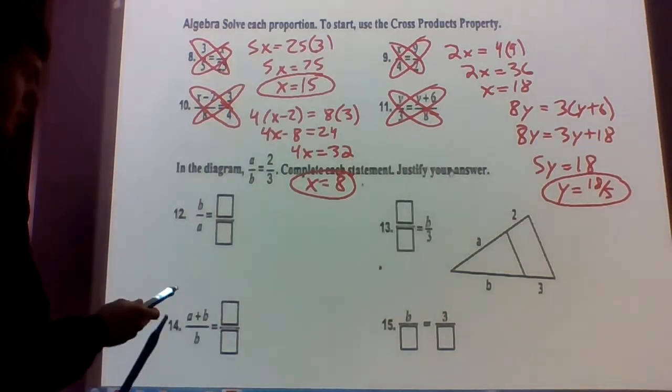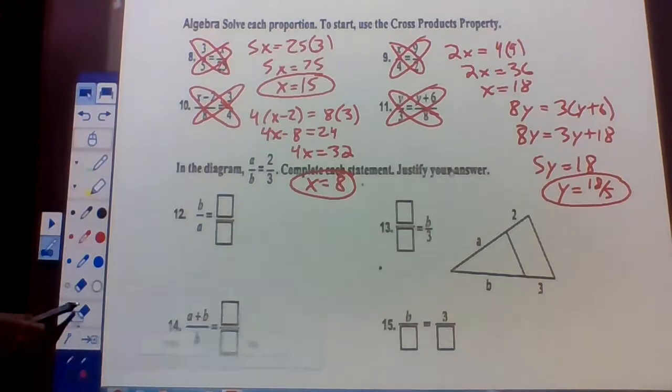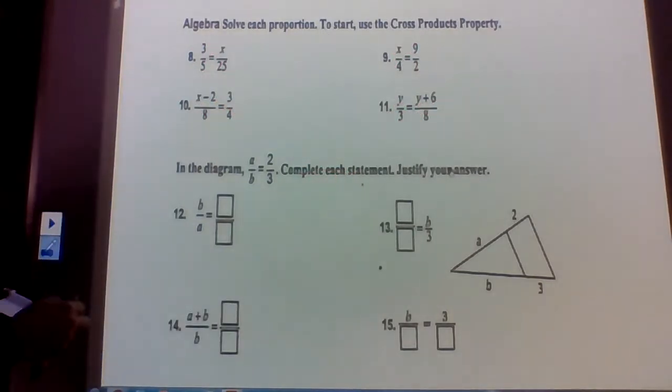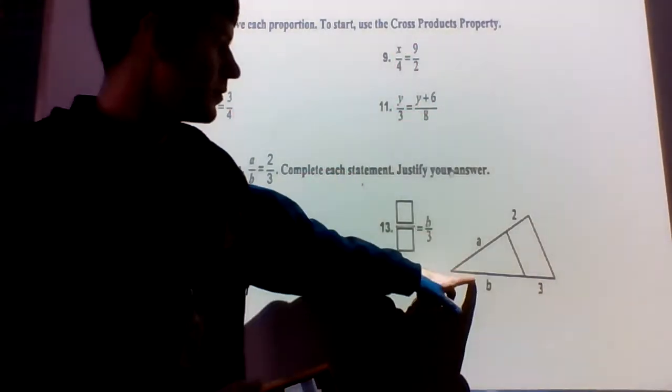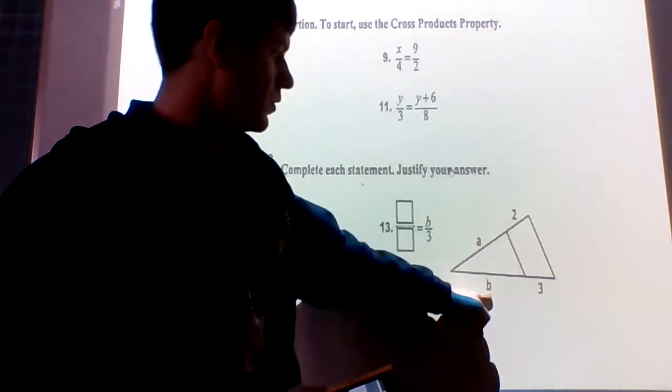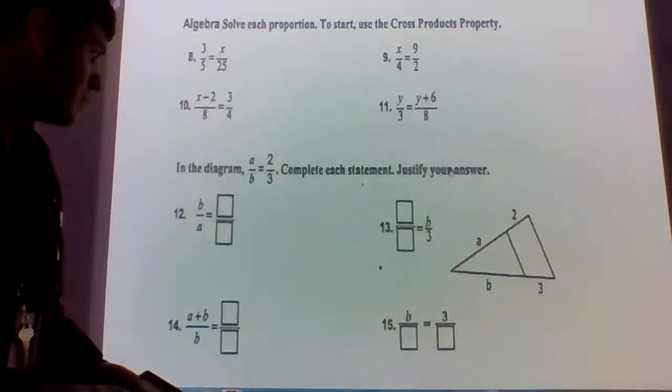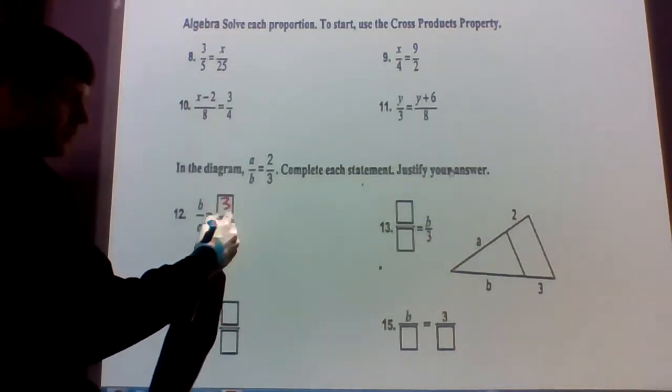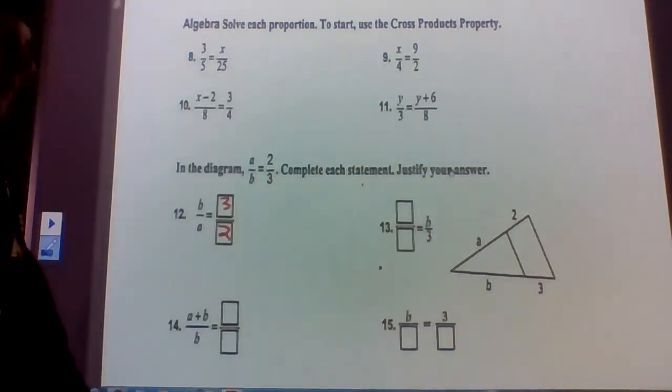Okay. Down here, a over b is 2 over 3, so you can flip it. If a is to b as 2 is to 3, then you know that b is to a as 3 is to 2. So you can flip it.